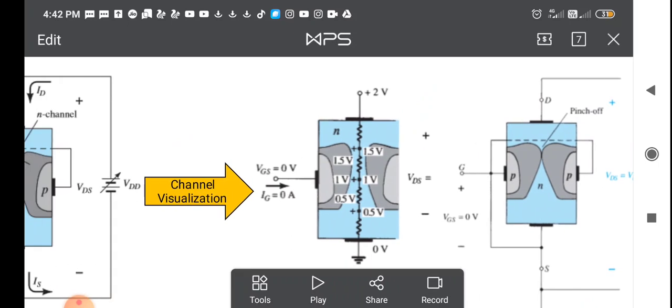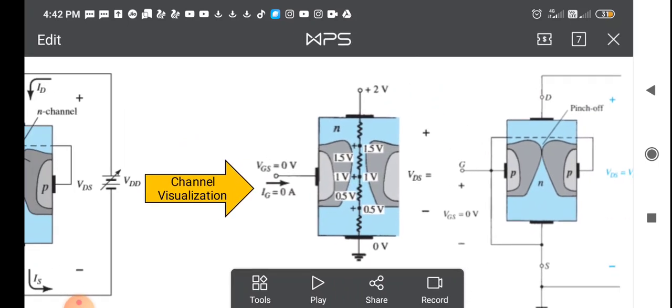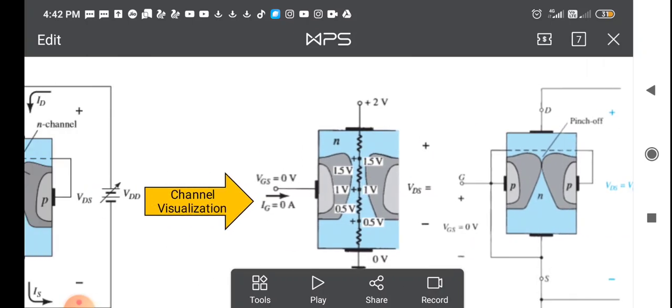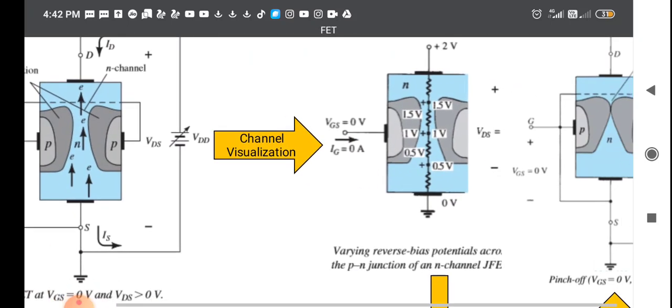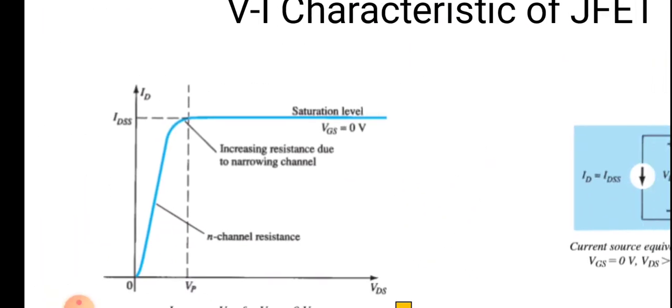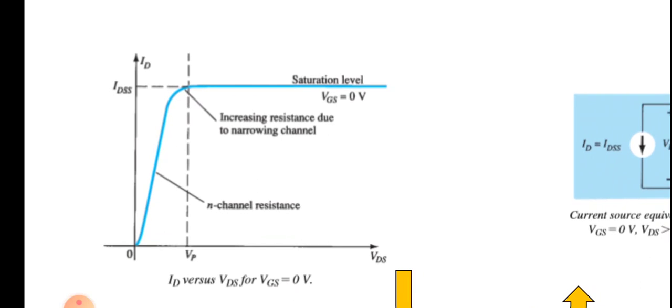If we keep increasing this VDD, or drain to source voltage, then the potential difference across the two junctions will keep increasing, and finally a stage will be reached where both the depletion regions are going to touch each other, which is called pinch off. Further increase in the current is not possible. In the next slide, you can see how the JFET is going to behave. This is the graph of VDS versus ID, actually, not IDSS.